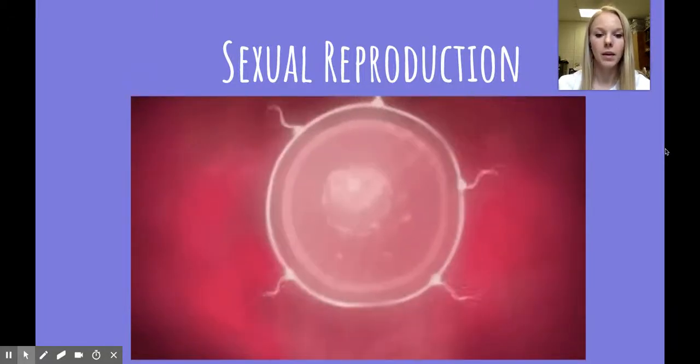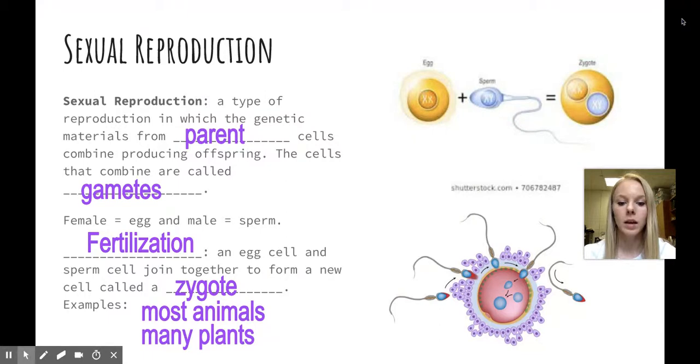Sexual reproduction requires two parents, a male and a female. Because sexual reproduction requires two parents, cells called gametes combine to produce offspring. Female gametes are called eggs, and male gametes are called sperm. Fertilization is the process where an egg and sperm cell join together to form a new cell called a zygote. This process is completed by most animals and many plants.